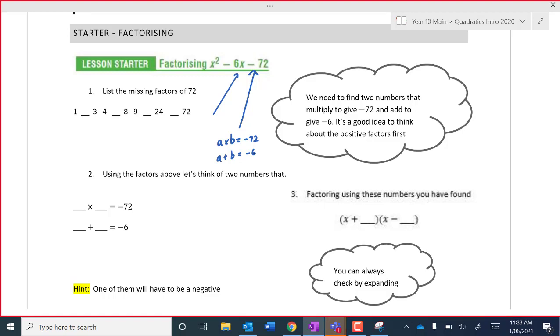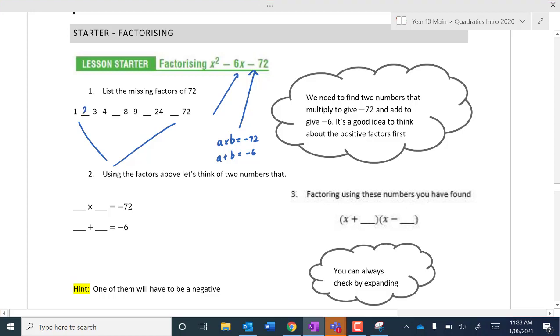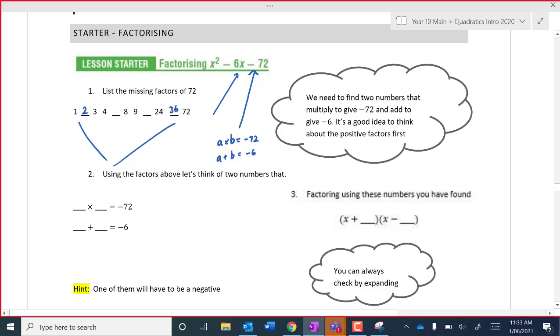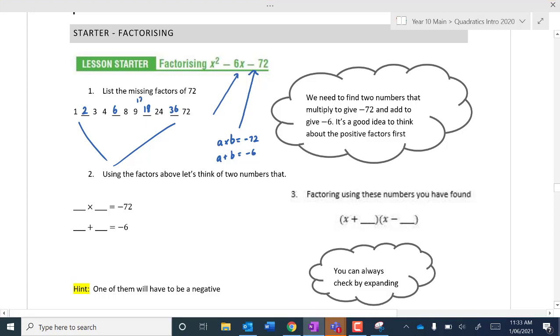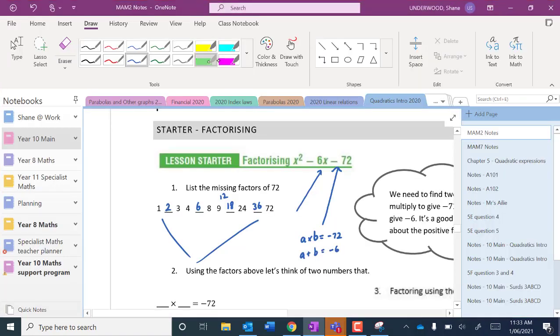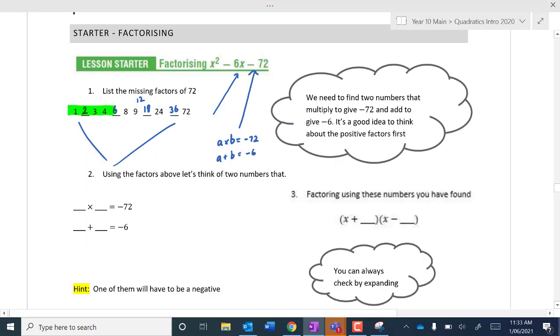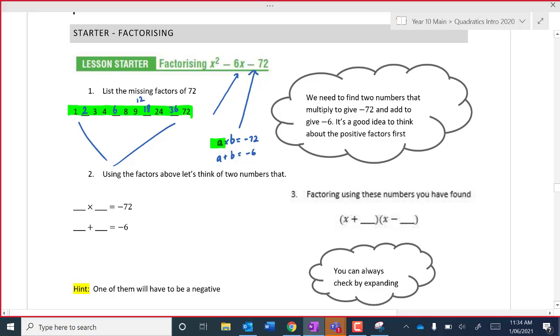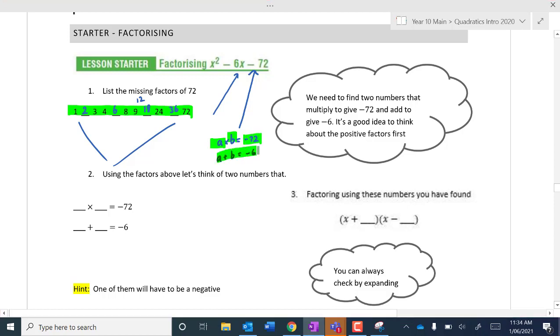Now, first of all, I think it's a really good idea, if you've got 72, to list all the factors of 72. So 1 times 72 is clearly 72. 2 times 36. 3 times 24. 4 times 18. 6 times 12 is 72, and 8 times 9 is 72. So we've got to look at all of these numbers and decide what combination of those we can pick, two numbers such that they multiply together to give minus 72, and they add to give this negative 6.